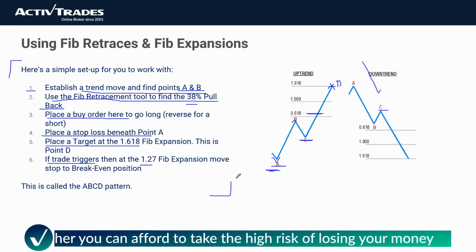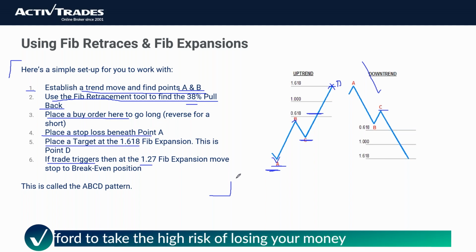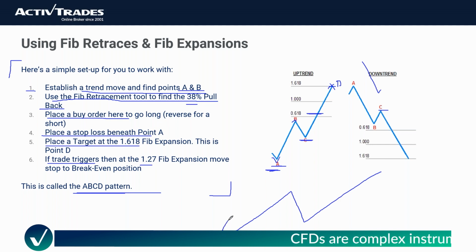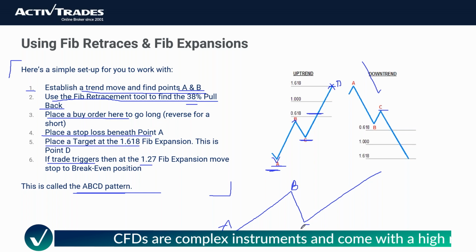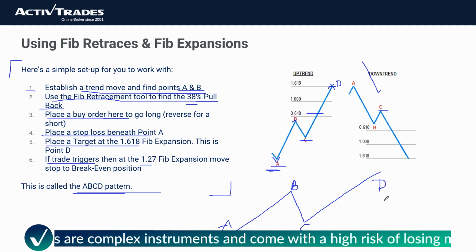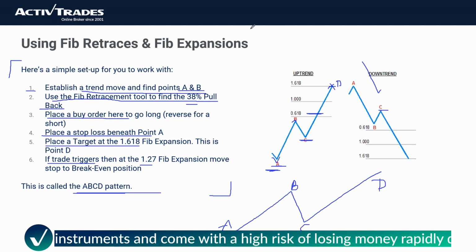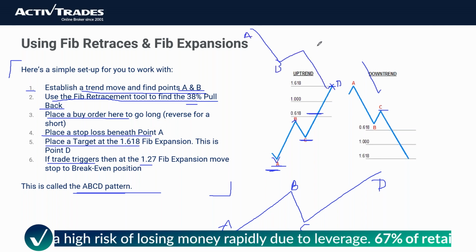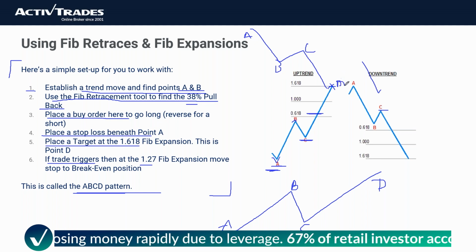This is point D. And if the trade moves in your direction and moves past the 127 fib expansion move, then move your stop to break even. And that is what's known as an ABCD pattern. You will see markets move an awful lot in ABCD patterns, excuse my drawing. And that's what we're looking for in terms of an uptrend or a downtrend. You've got A, you've got B, you've got C, and then you have D.